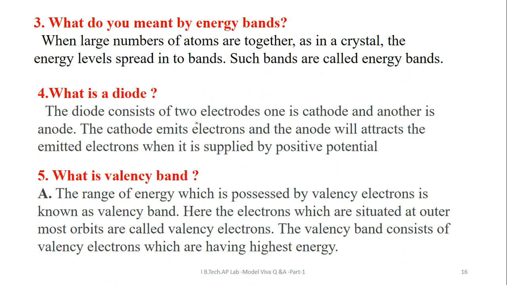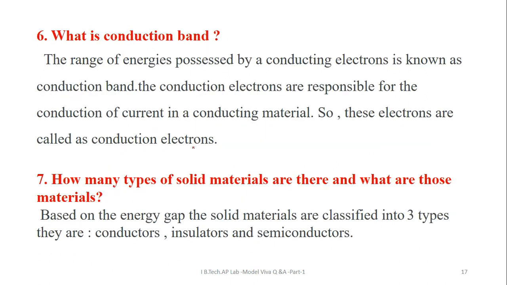Then, what is a diode? A diode consists of two electrodes, a cathode and an anode. The cathode emits electrons and the anode attracts the emitted electrons when it is supplied with a positive potential. Then, what is a valence band? What is a conduction band? These definitions are very regular ones and we are supposed to know them. Then, how many types of solid materials are there?